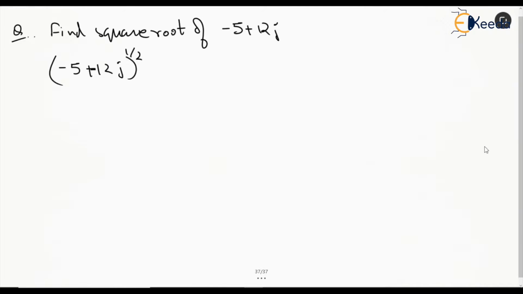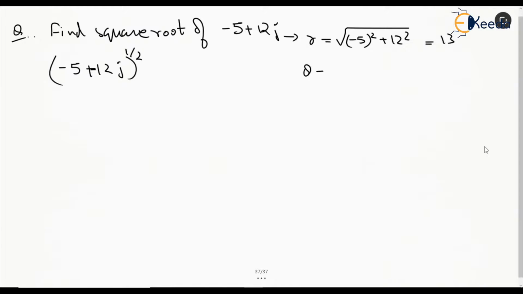So first thing we can do is writing this in the form of polar coordinates or polar form. The absolute value is going to be the square root of (-5) square plus 12 square, and we know this is going to be 13.